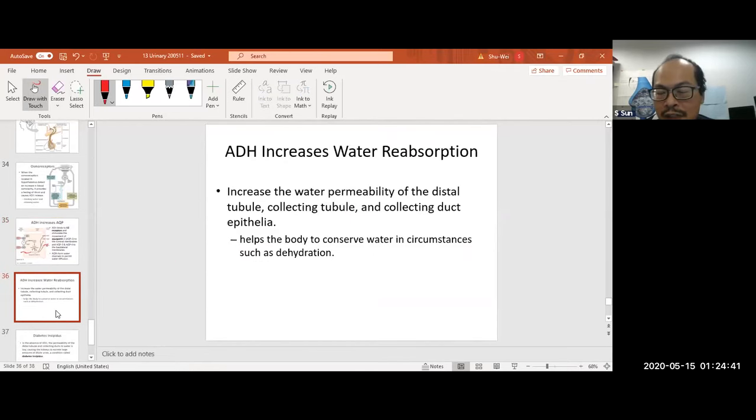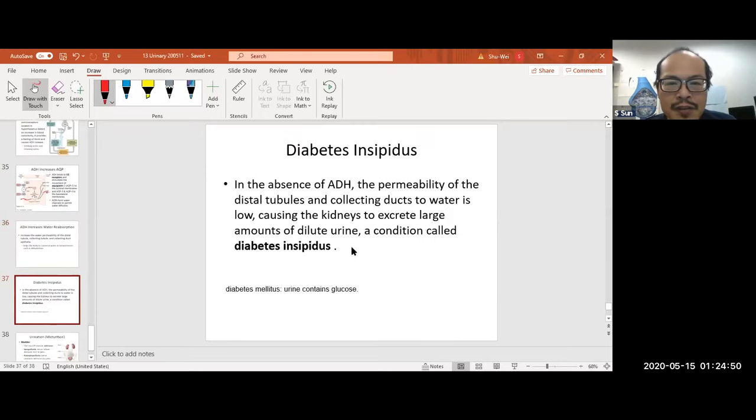So ADH's function is to increase water reabsorption. If we don't have the ADH, the patient will have diluted urine and will have to go pee very regularly. It's called diabetes insipidus, and that is caused by low ADH.